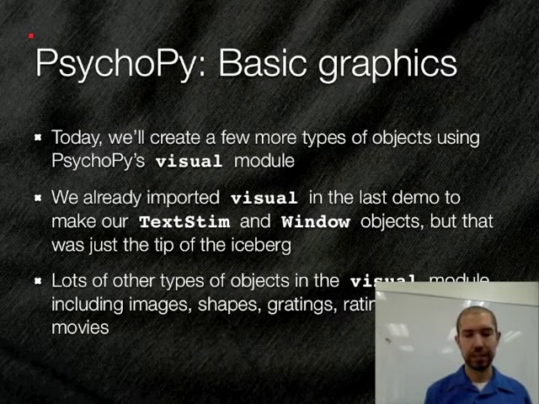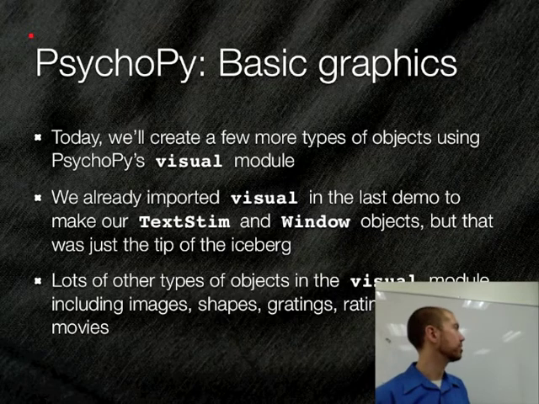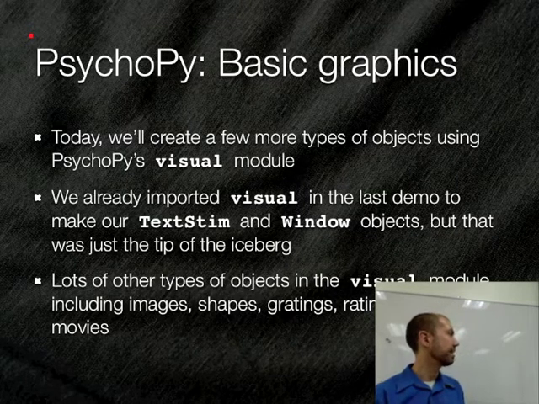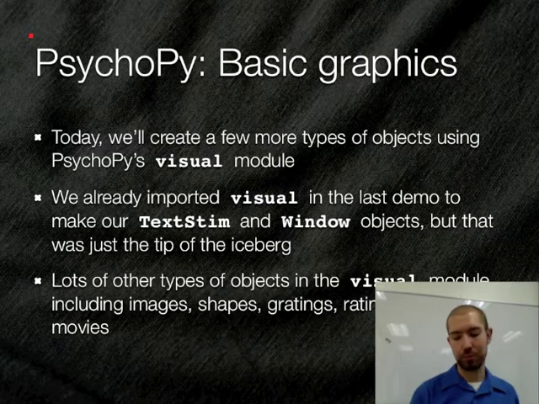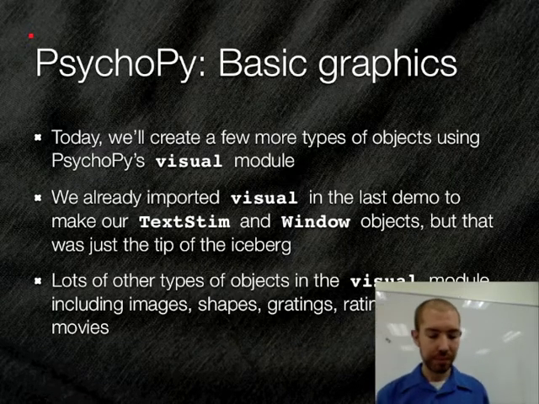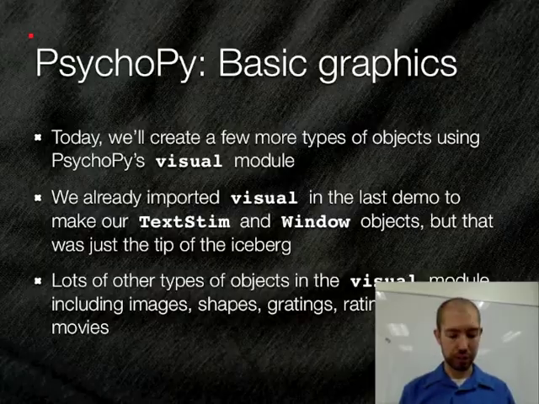So that's all stuff you can do in the visual class. Today we're just doing a couple of those. We're going to do some images and some shapes, and we'll leave the gratings and the rating scales and movies for maybe you guys to play around with on your own. That's the idea.